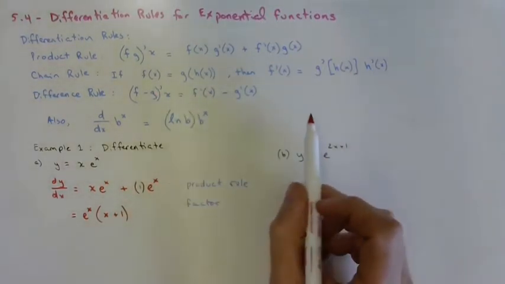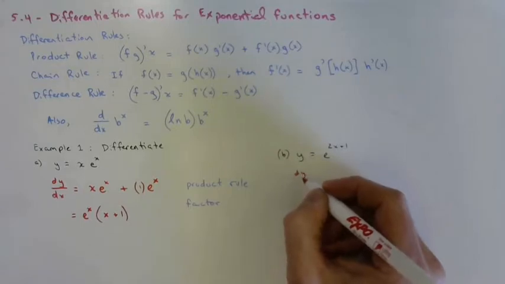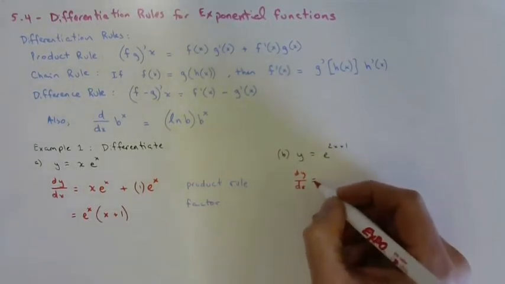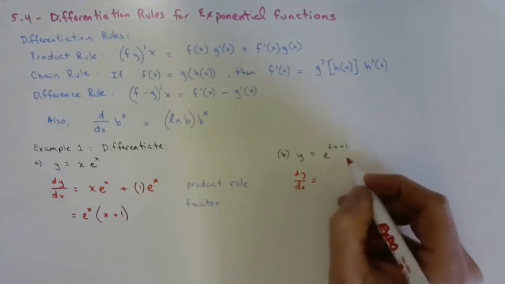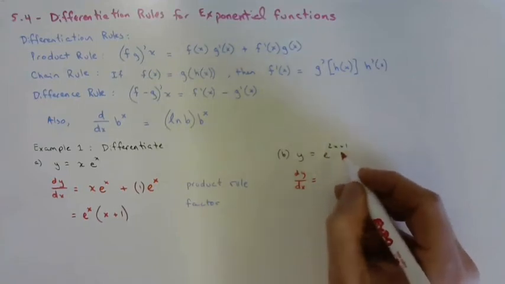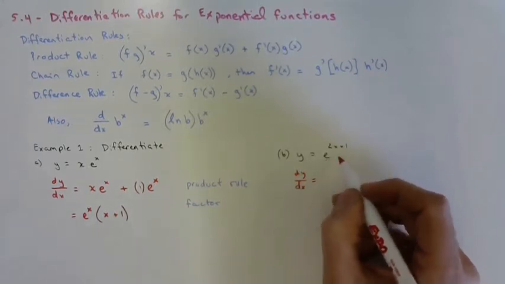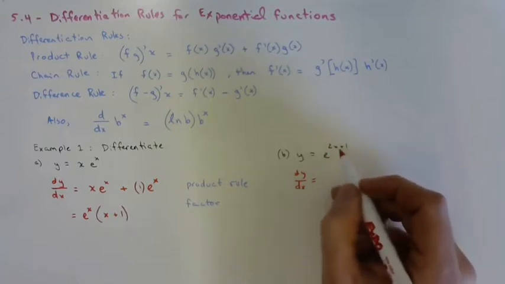So when we're taking the derivative, dy by dx, I need to take the derivative of the outer function with respect to the inner function. Well, that's pretty straightforward. That's just going to be the same thing. E to the power of anything is its own derivative.